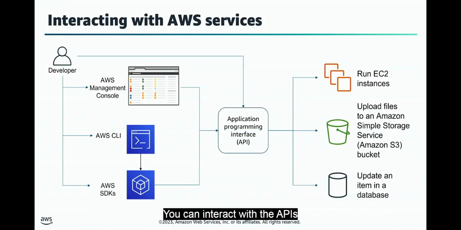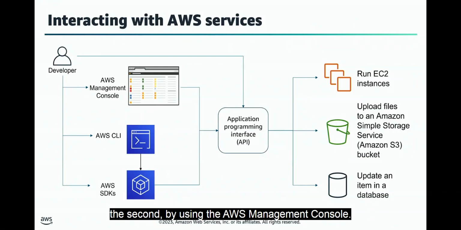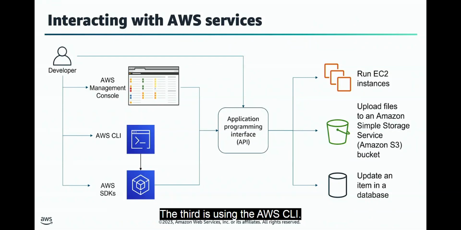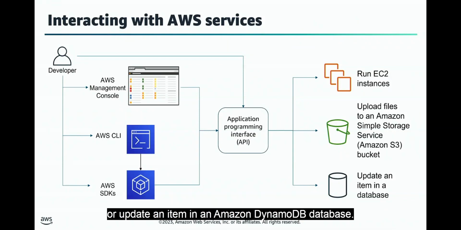You can interact with the APIs to access your AWS resources in 4 ways. The first is by calling the APIs directly. The second, by using the AWS Management Console. The third is using the AWS CLI. And finally, the fourth is using the AWS SDKs. In the example on the slide, service access passes through an API, whether you configure and start EC2 instances, upload files to an Amazon S3 bucket, or update an item in an Amazon DynamoDB database.